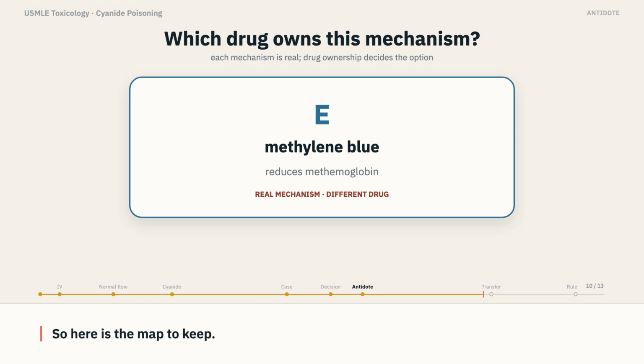So here is the map to keep. Option A, sodium nitrite. Option B, sodium thiosulfate, working through rhodanese. Option C, hydroxocobalamin, our drug. Option D, pralidoxime for organophosphates. Option E, methylene blue for methemoglobinemia. 5 options, 5 different drugs. The stem named one of them, and that is what settled it.